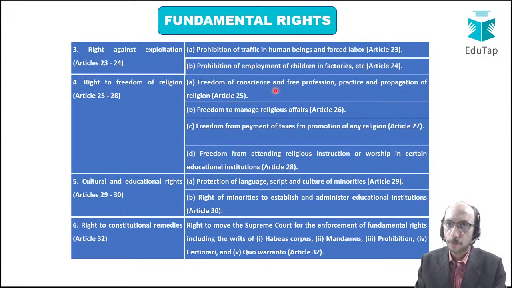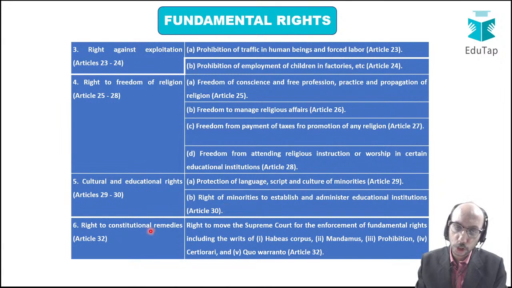25 talks about free profession, practice and propagation of religion. 26 says there should be freedom to manage religious affairs. 27 says that there should be freedom from payment of taxes for promotion of any religion. 28 says that there should be freedom from attending religious instructions or worship in certain education institutions. Cultural and educational rights are enshrined under Articles 29 and 30. 29 talks about protection of language, script and culture of minorities. 30 talks about right of minorities to establish and administer education institutions.